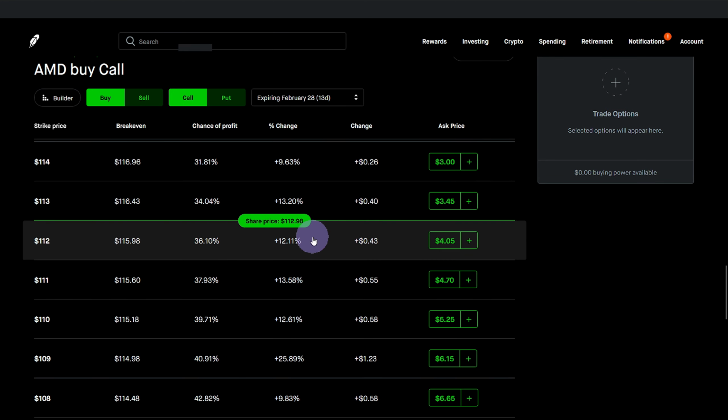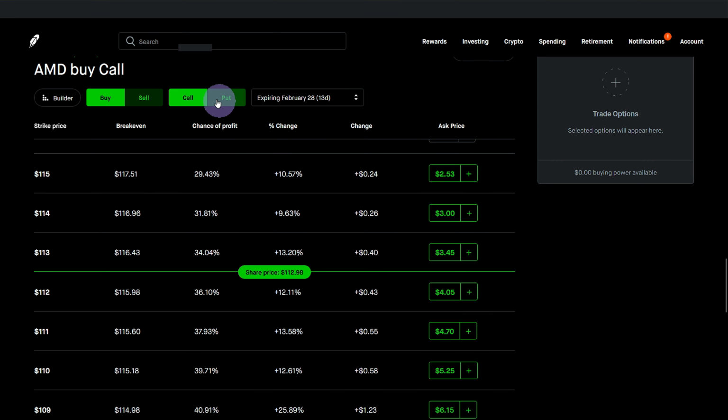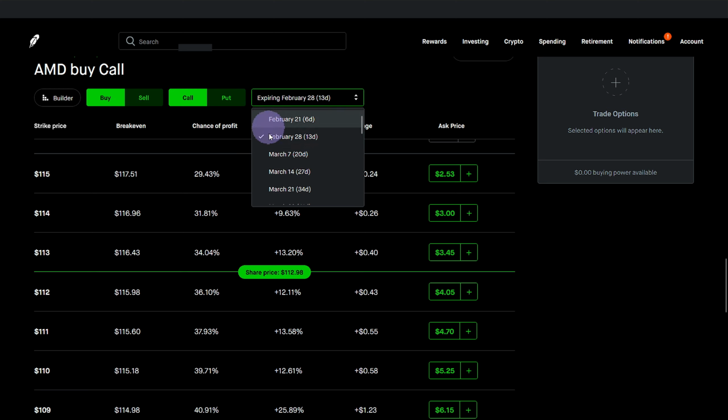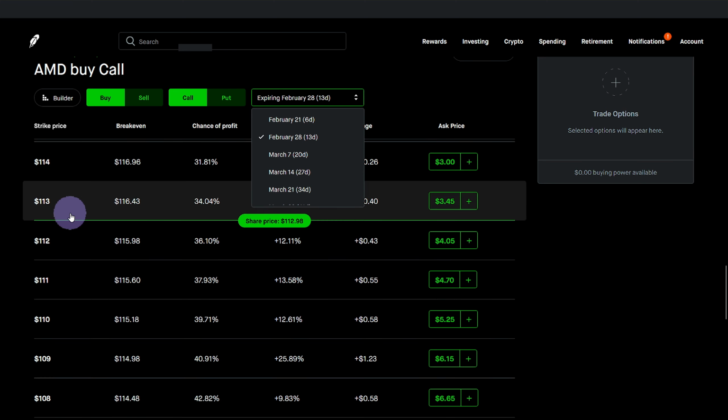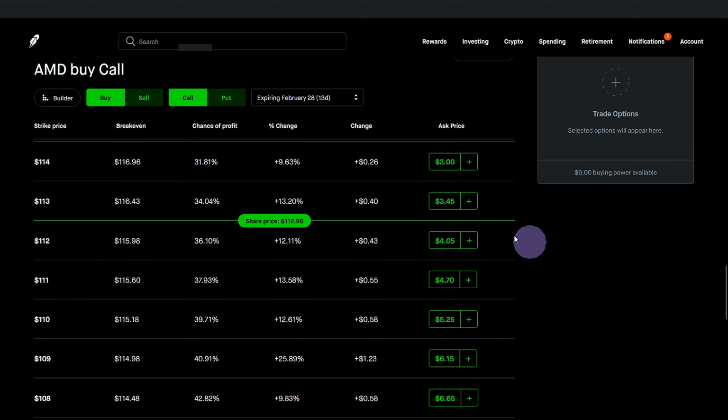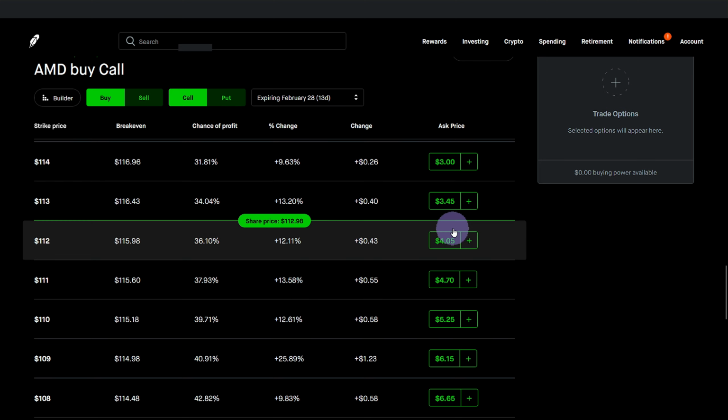You'll have the current price of the stock right here, usually in the middle. You'll be able to select calls or puts, whether you're buying or selling, and there'll be a drop down for the expiration date. The strike price here on the left is usually going to be in list form and will correspond to the price or the premium of the option here on the right.